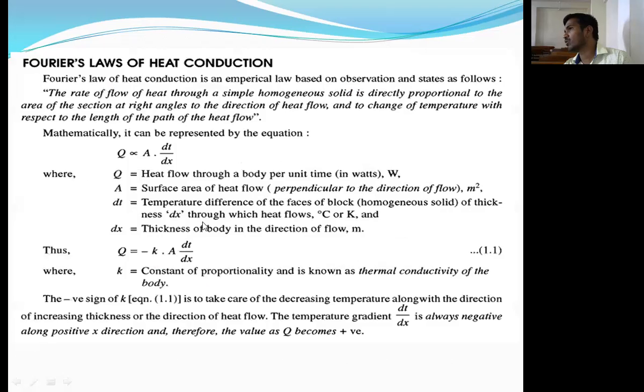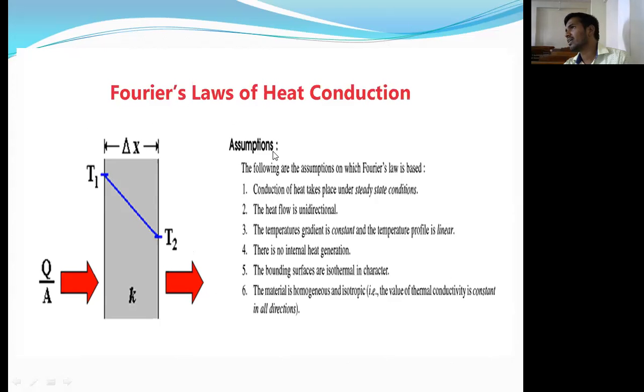म्हणजे ह्या assumption वरून आपल्याला हे इक्वेशन मिळालेलं आहे. समजते का बघा, Q is equal to minus K into dt by dx. So for that we have considered these assumptions. Okay, so these are the assumptions for the Fourier's law of heat conduction.